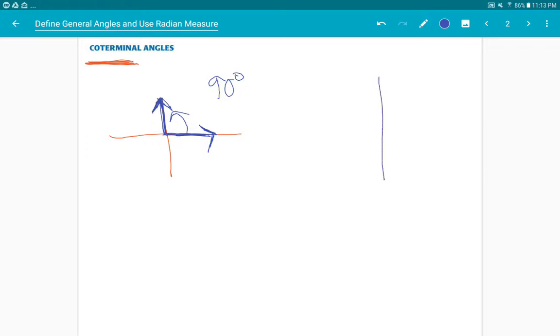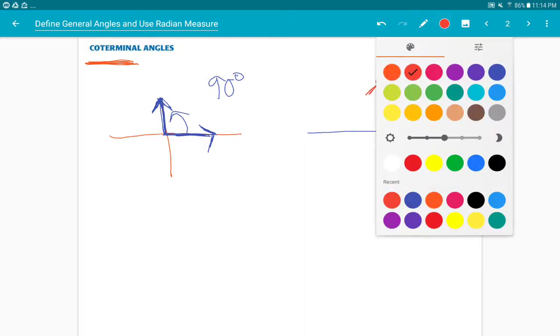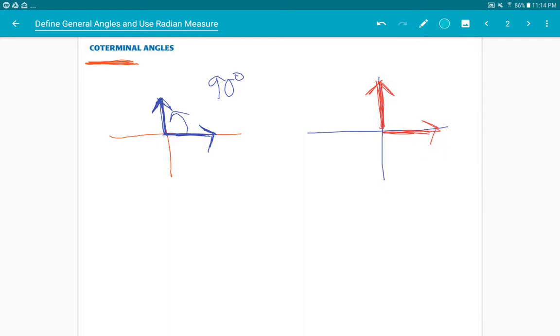Now, let's say I drew a similar one. Initial side is here, my terminal side is here. But what if I did this? Let's say I started here, I went all the way around, and then I ended there. What would be the measurement then?